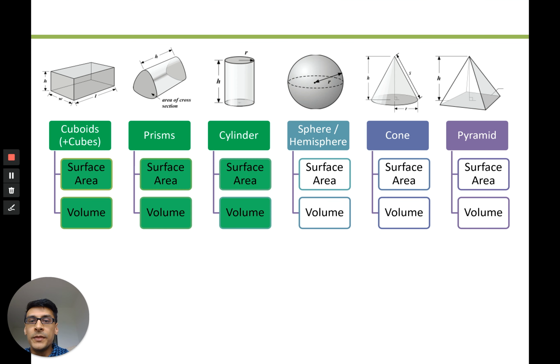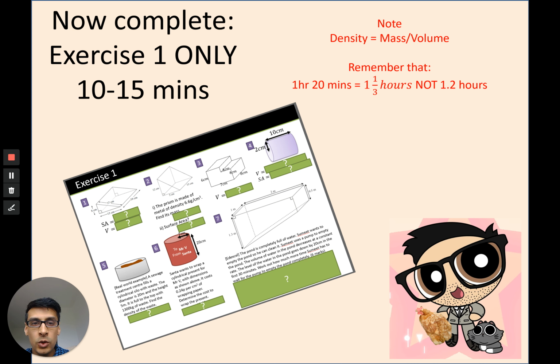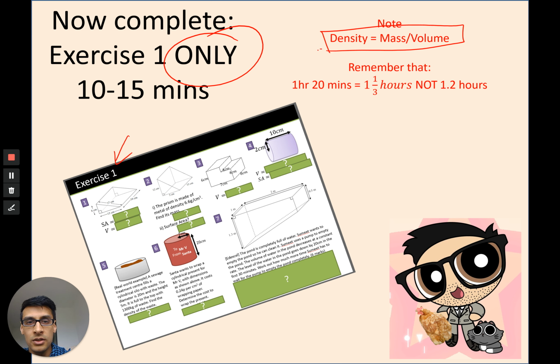Now, we have covered cuboids, prisms, and cylinders. We've done surface area for each and volume for each. In the next video, we'll be continuing along this route. For now, can you only complete exercise 1? Now, there are a couple of questions here which require some specific knowledge I haven't covered in depth yet. So density is mass divided by volume. You're going to need that for question 5.